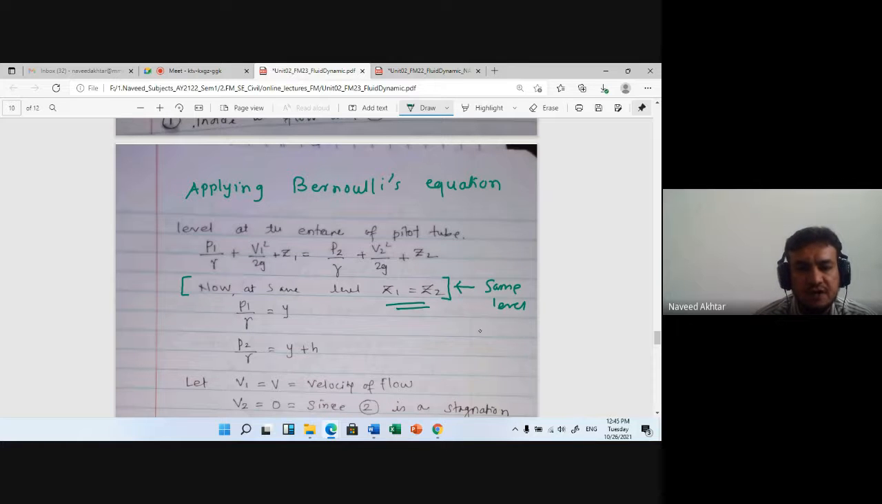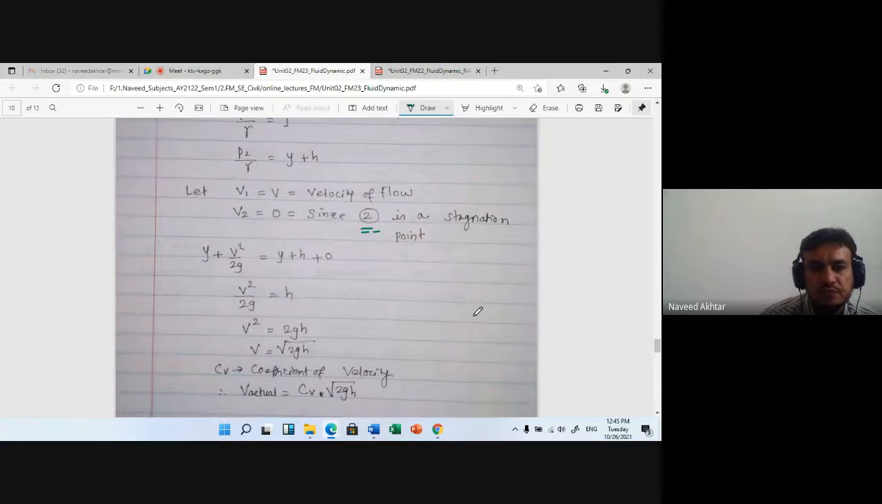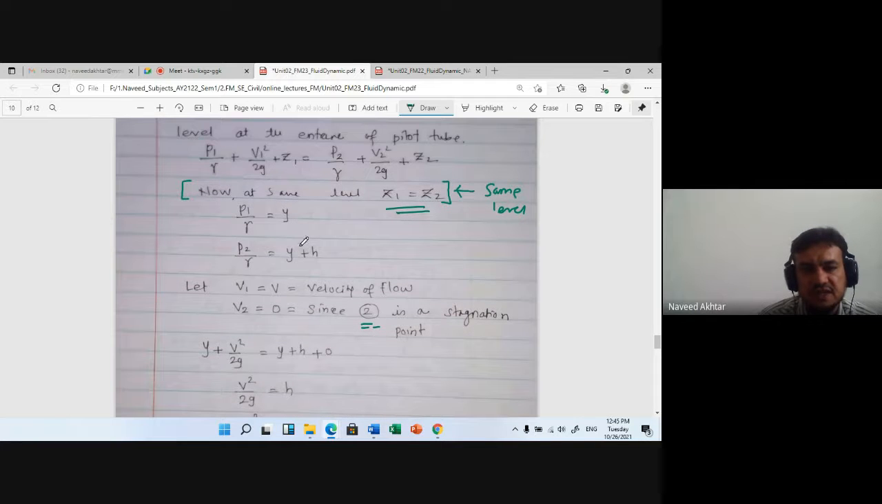And P1 upon gamma is equal to y, since there is no tube there. But at the entrance of the tube, there is some rise of the fluid due to confinement. So P2 upon gamma is equal to y plus h, and V1 is equal to V, the velocity of flow. V2 is equal to 0, since section 2 is a stagnant point and there is no velocity.